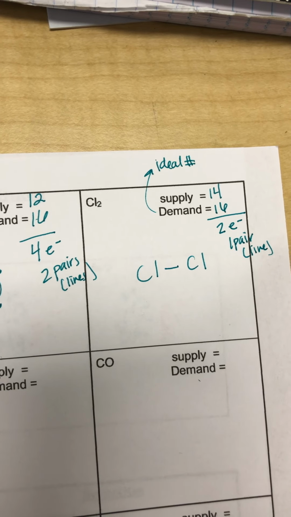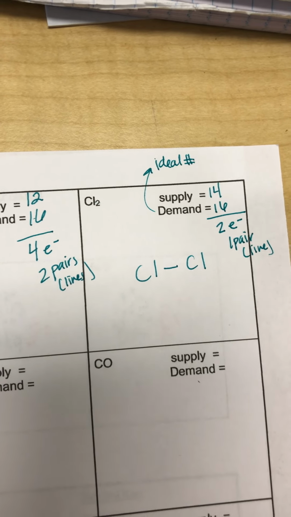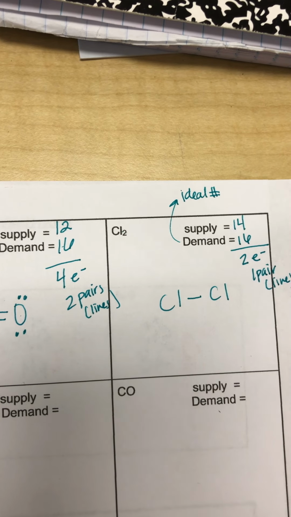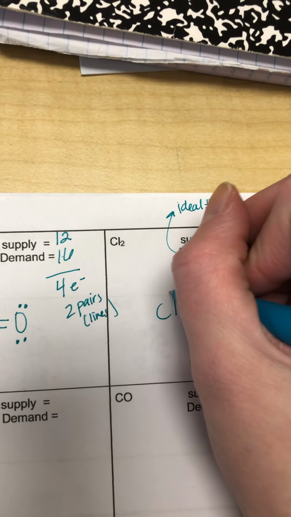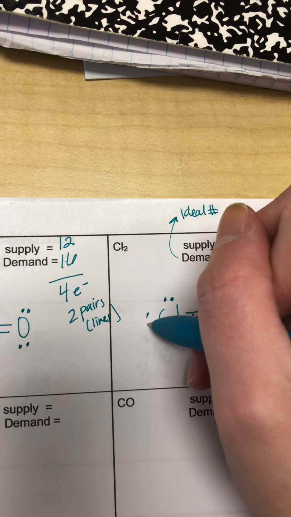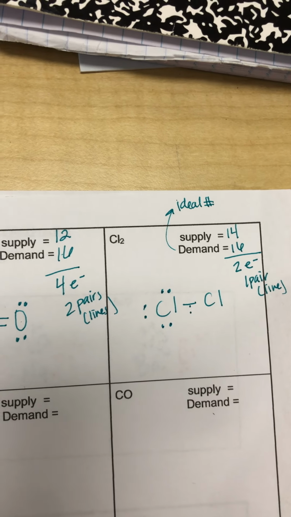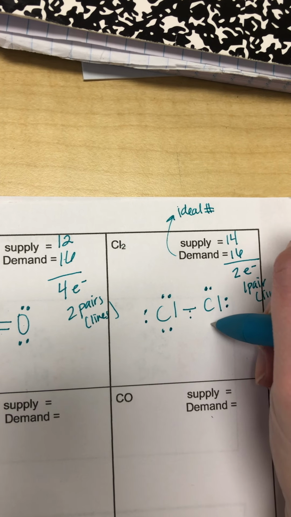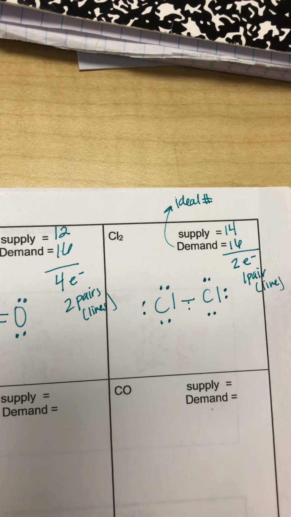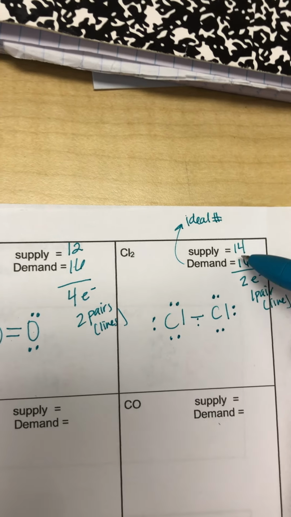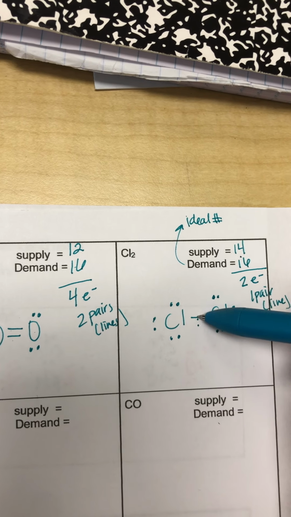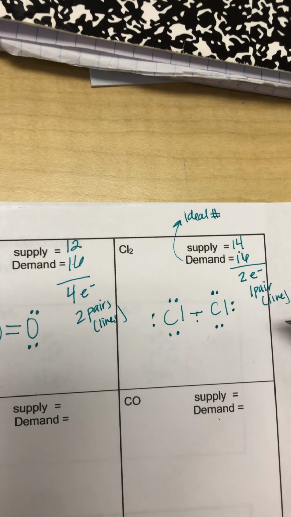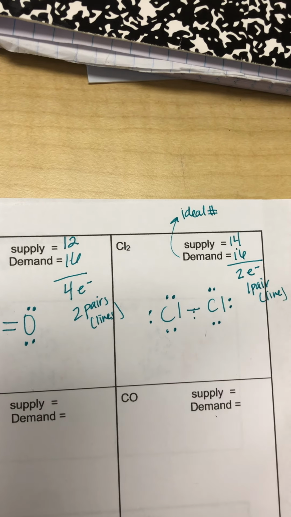Okay, I still have to fill in the rest of my electrons. So I need a total of 14. I've already got 2, 4, 6, 8. I've got 8. I got to go to the other side. 10, 12, 14. So I have my total 14 that they're supplying. They each have 8, which is what they were demanding, okay, because I'm sharing this one line.